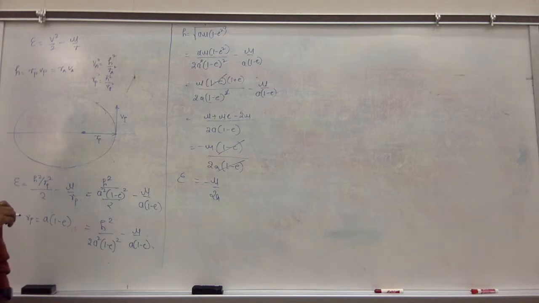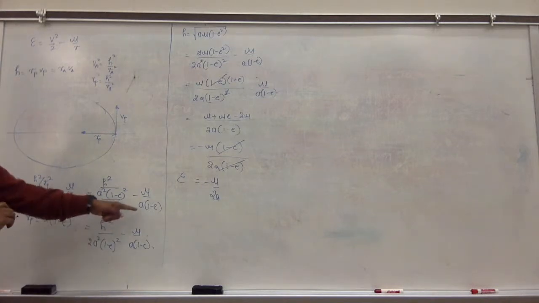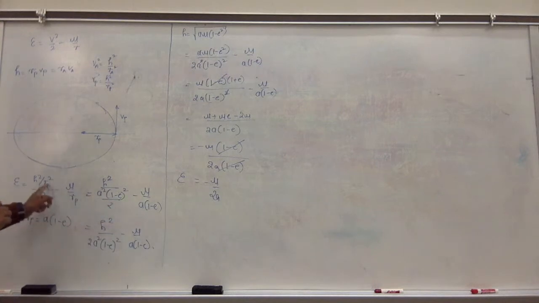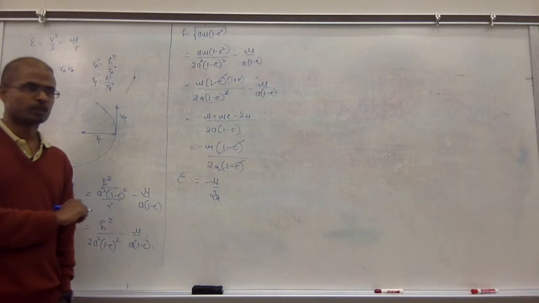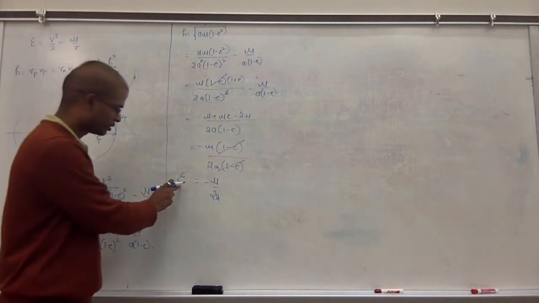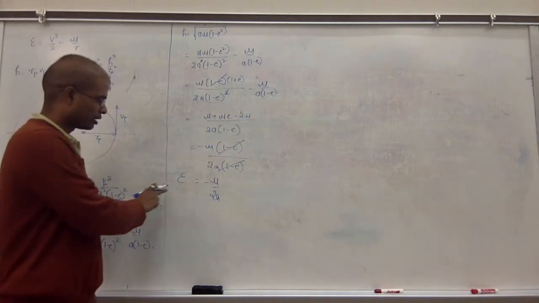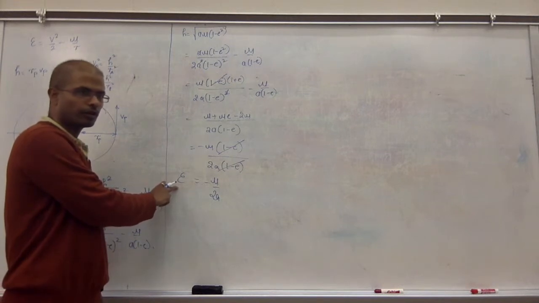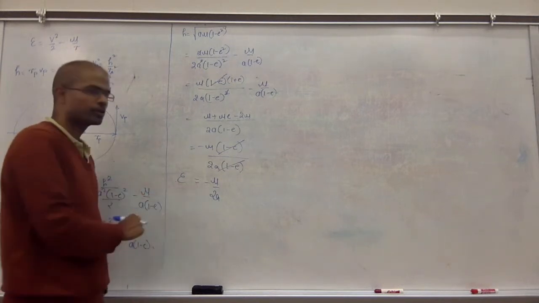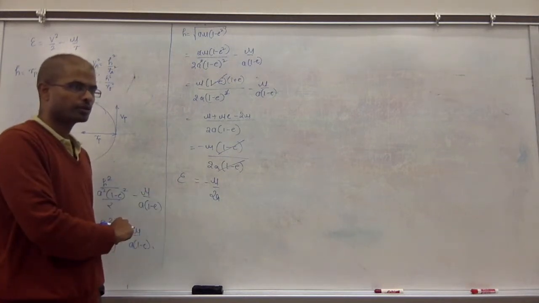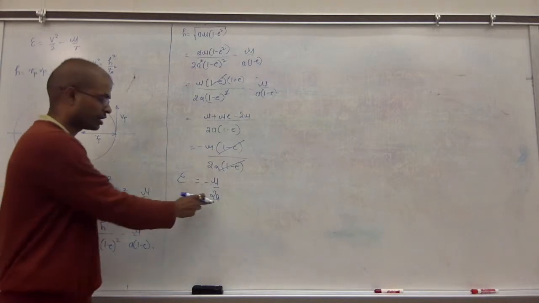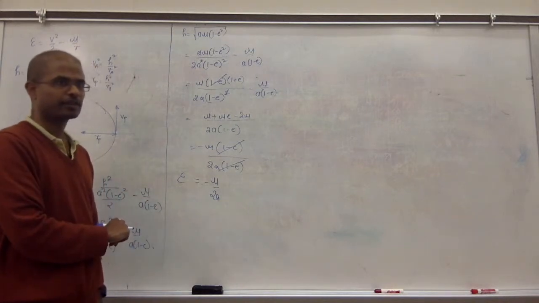You can do the same thing for 1 plus a, if you substitute Ra equal to a into 1 plus e, you're going to end up with the same result. So what this means is energy of an object of an orbit is purely a function of its semi-major axis or size. This is the size. A defines the size. E defines the shape.